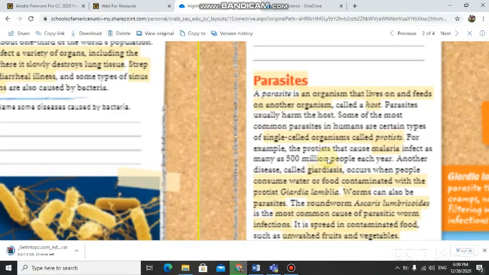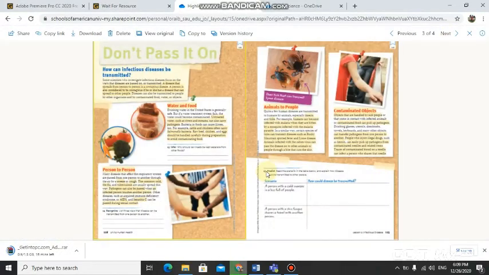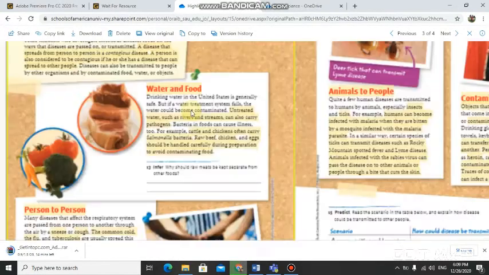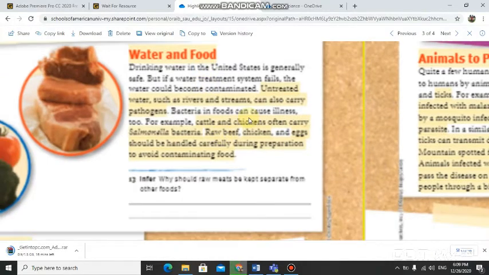One of the diseases that can be caused by a parasite is called giardiasis. Giardiasis is caused by a protist called Giardia lamblia. Giardia lamblia lives inside contaminated water. As for the ways of spreading diseases, we have water and food. For example, through water we can get giardiasis. Through food we can be infected with salmonella. Salmonella is a bacteria.